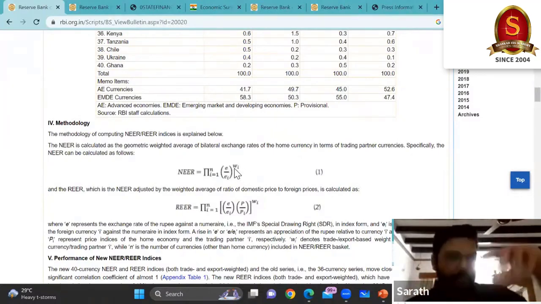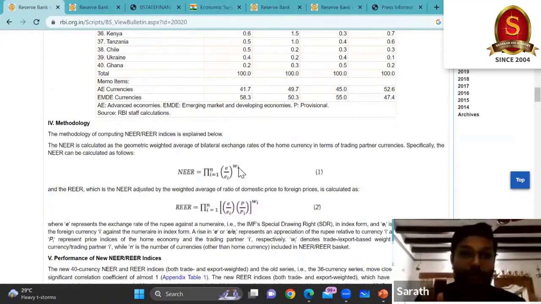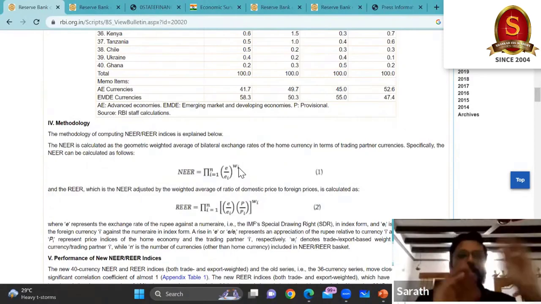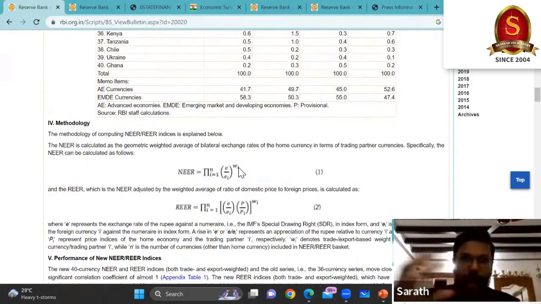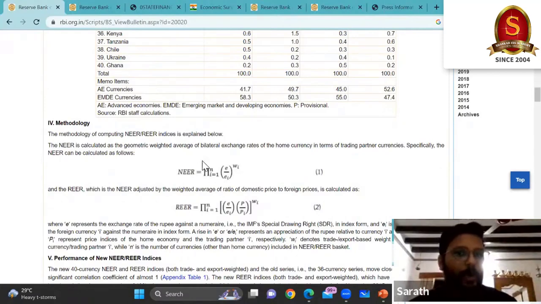And then there is a power in terms of the weightage that is assigned to that particular country. This mathematics is not important. I'm just trying to convey to you that it is a comparison between two currencies and a basket of that. Look at this, it is given as i equals 1 to N. 1 to N refers to the 40 countries, so i equals 1 to 40. For every single country we do this and cumulatively everything is multiplied together. That is what is referred to as NEER.